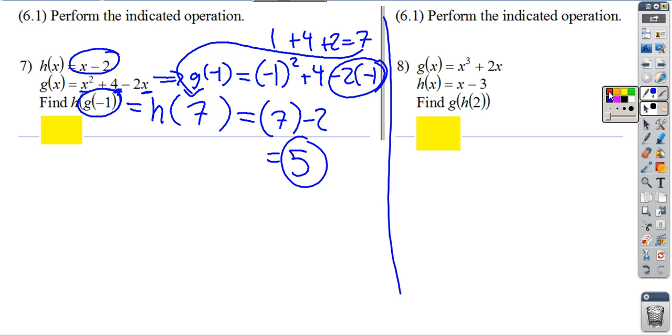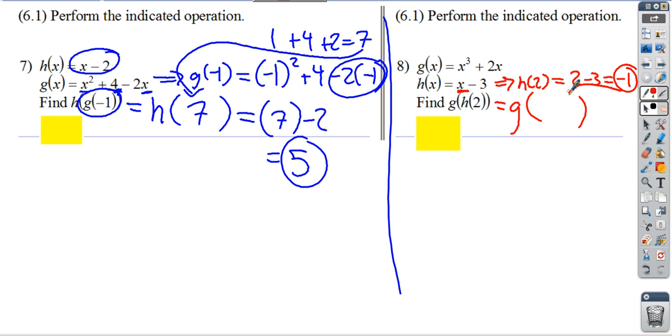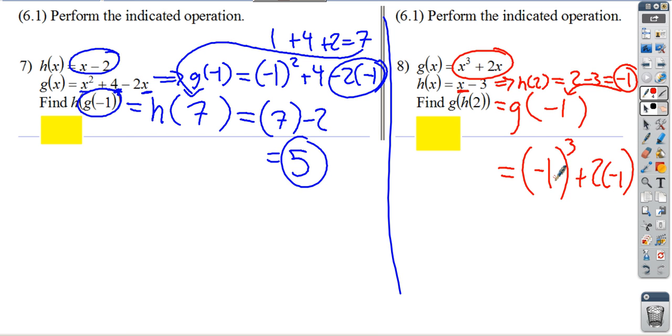Okay, same thing over here. So right here we're going to have g of h of 2, and of course the question is, what is h of 2? So let's find out. H of 2 means I see an x there, I'm going to plug in 2, and then 2 minus 3 is negative 1, so that's what goes right here. So g of negative 1 means in this function, wherever I see an x, I'm going to plug in negative 1. Negative 1 times negative 1 times negative 1, that's negative 1 cubed is negative 1. 2 times negative 1 is minus 2, so negative 1 minus 2 would be negative 3, and there's the answer.